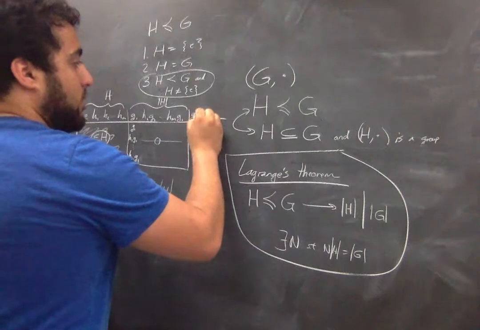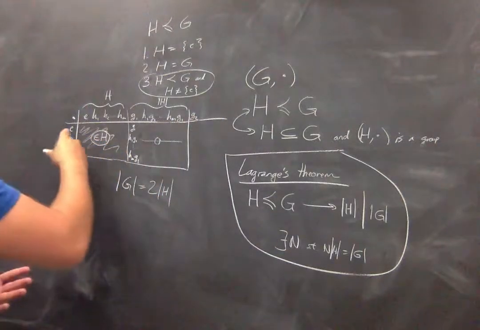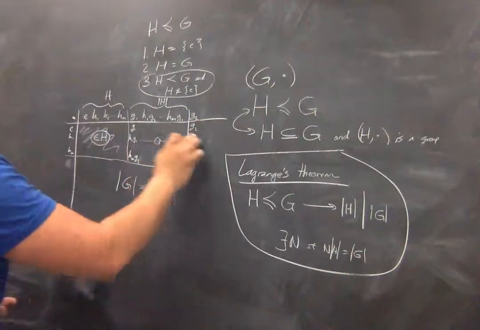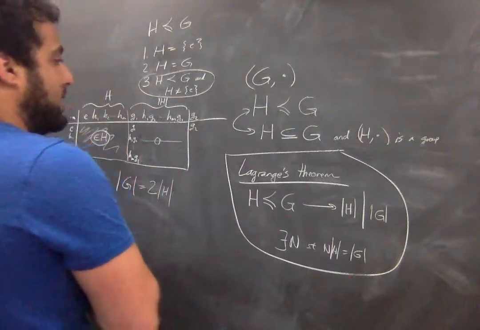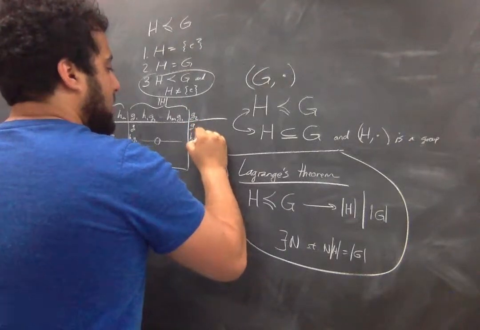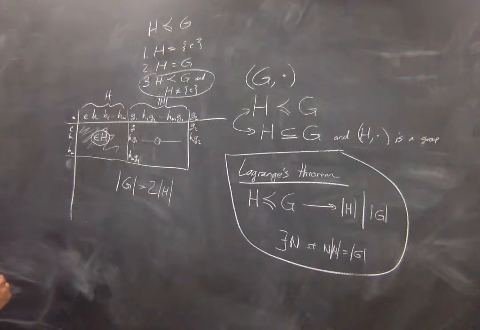We pull out another element, G2. Well, let's fill out its table. We have E times G2, which is G2. Now we have H1 times G2. And then again, we ask the same question. Can H1 times G2 be something that we've seen before?